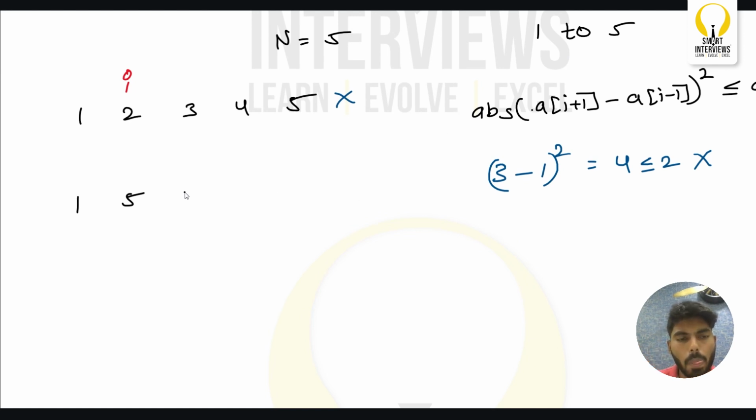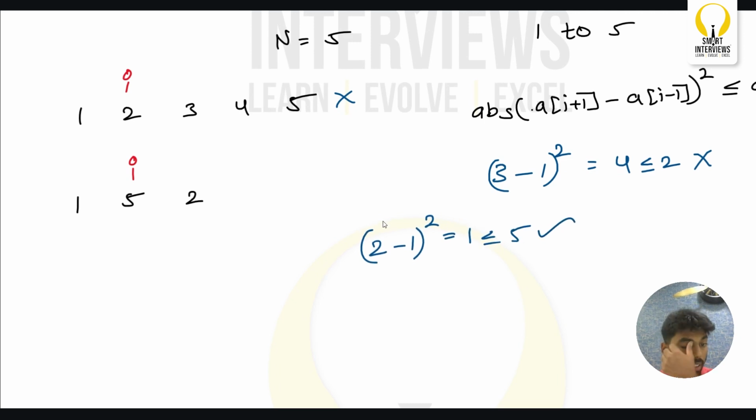Can I put 2 here? If I place 2 over there, what will happen at this ith index? What is the i plus 1 value? 2. What is the i minus 1 value? 1. What is 2 minus 1? 1. 1 whole square is nothing but 1. 1 is less than or equal to 5. The condition holds.